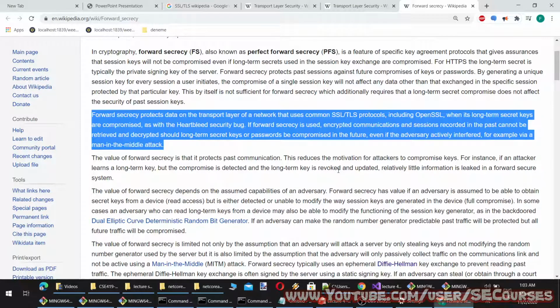Forward secrecy protects data on the transport layer of a network that uses common SSL/TLS protocols, including OpenSSL, when its long-term secret keys are compromised, as with the Heartbleed security bug. If forward secrecy is used, encrypted communications and sessions recorded in the past cannot be retrieved and decrypted should long-term secret keys or passwords be compromised in the future, even if the adversary actively interfered, for example via a man-in-the-middle attack.